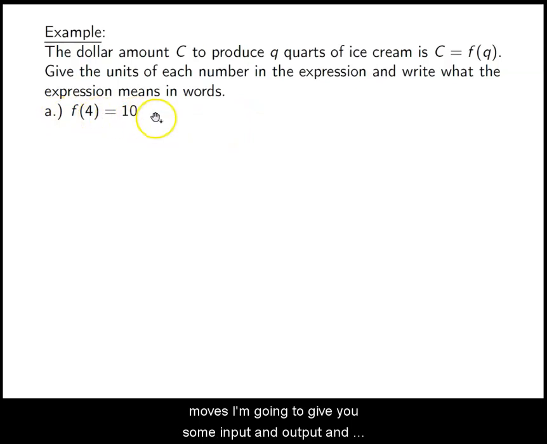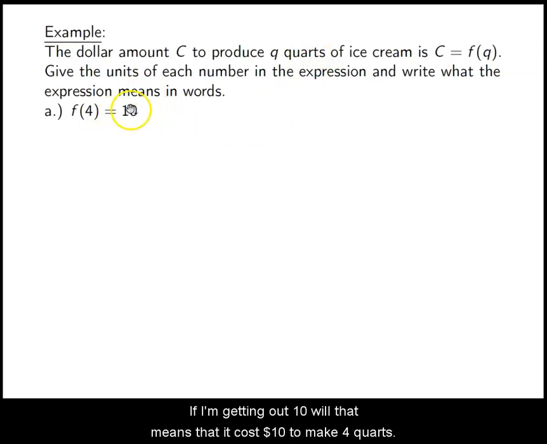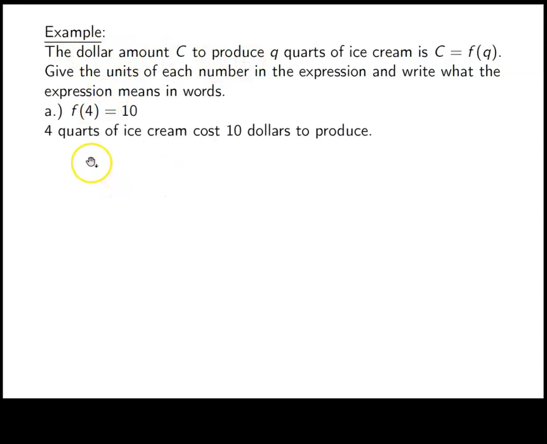So I'm going to give you some inputs and outputs and we write what that means. So here, this is a function, right? My cost function. If I'm plugging in 4, that means I have 4 quarts of ice cream. If I'm getting out 10, well, that means that it costs $10 to make 4 quarts. Or to rephrase it, 4 quarts of ice cream cost $10 to produce, right? That's my production and cost function.